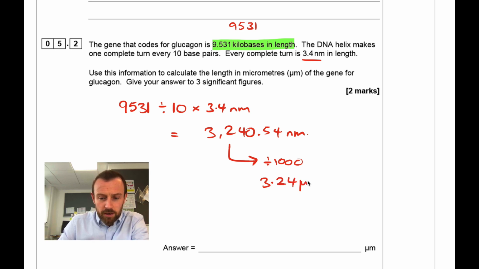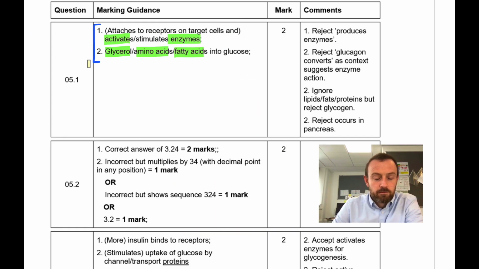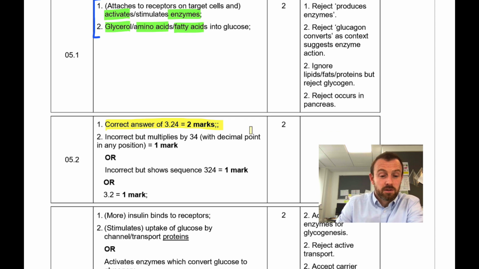So that's 3.24 micrometers. Now, how does the question want it? 3 significant figures. Okay, so that is correct. Always check the level of significant figures for calculations. It's very easy to lose marks. 3.24. Let's see if that's right. Cool. And if you had failed to spot that significant figure bit, you might have got 1 mark.